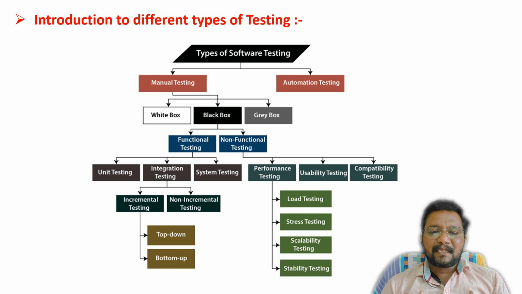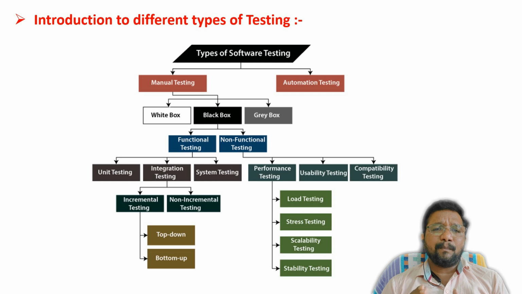Next, black box testing. All of the QA team, that means we, the testers, do black box testing. There the box is black, which means we cannot see the code. We can work only on the screen. That is why it is called black box testing.